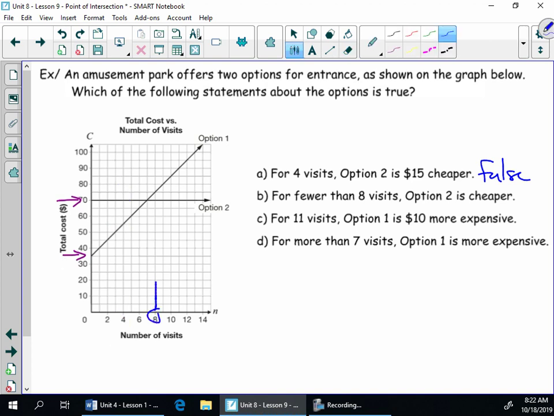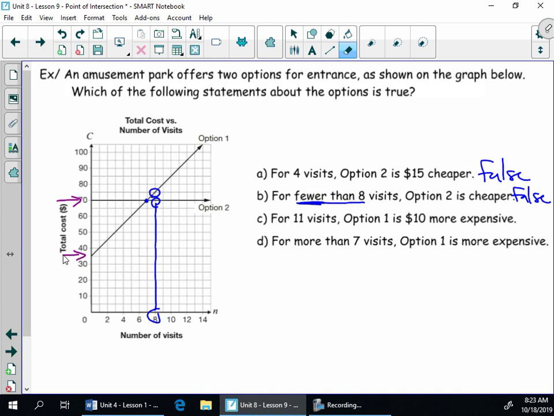Okay, for fewer than 8 visits, 8 visits this time. Here's 8. Let's go up and look. We got that number compared to that number. Okay, for fewer than 8 visits, option 2 is cheaper. Well, if it's exactly 8 visits, option 2 is cheaper. But if it was only 7 visits, this one right here, they're actually the same price. So I don't know that this is true for fewer than 8 visits. I think that's kind of a false statement too, right?